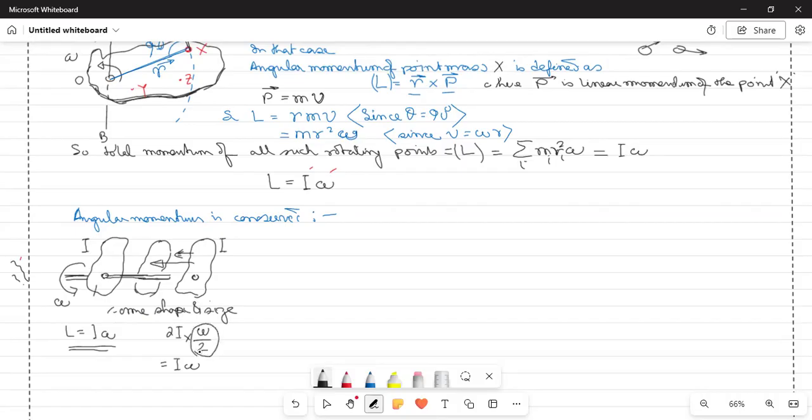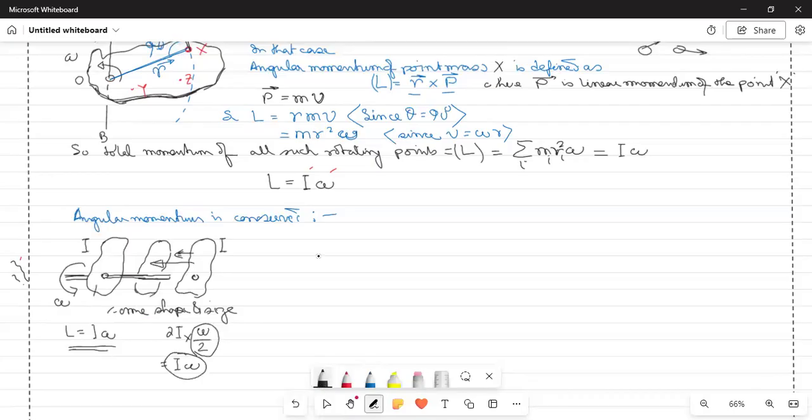That means the two wheels together will start revolving with half the speed, so that the angular momentum value still remains I omega. You can take another example.